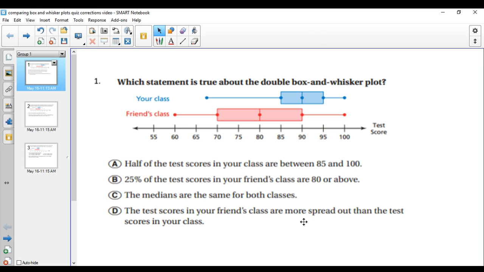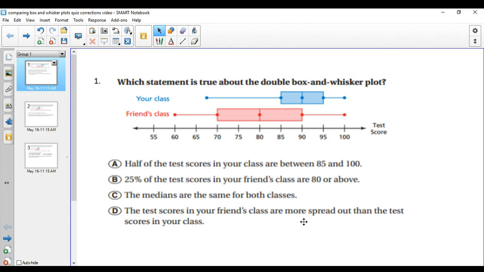Hi guys, we're going to do corrections from last week's quiz. You can complete corrections on a sheet of paper, take a picture of those and email them to me, and then I can go into Canvas and update your score in Canvas. Okay, let's go ahead and get started.